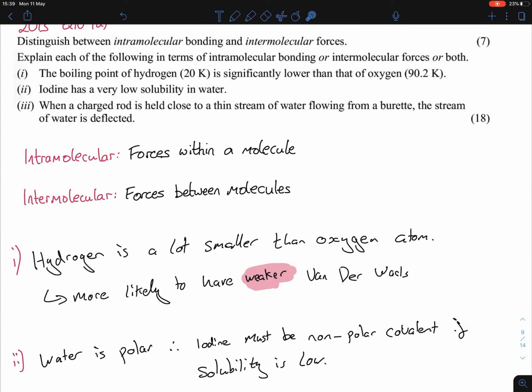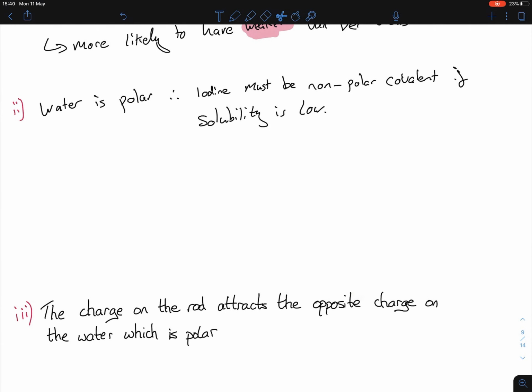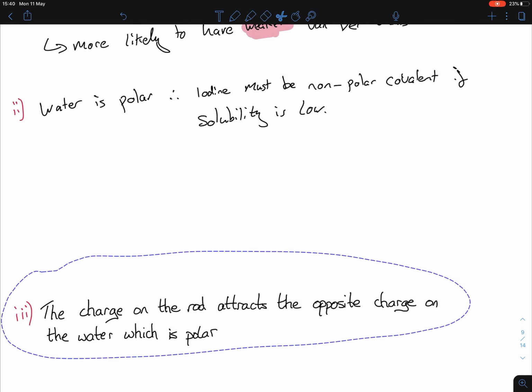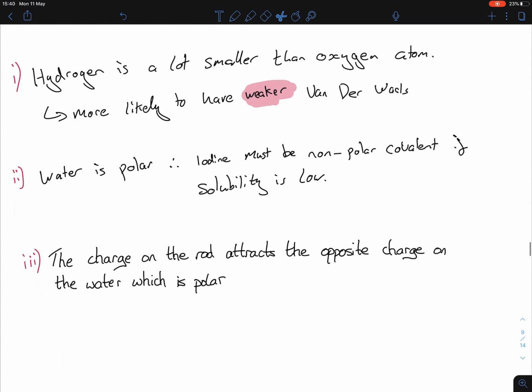When a charged rod is held close to a thin stream of water flowing from a burette, the thin stream of water is deflected. So you might have done that experiment at home, or you might have done it in school. So, why is this the case? Well, the charge on the rod attracts the opposite charge on the water, which is polar.